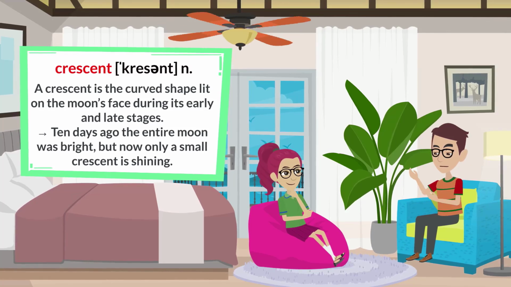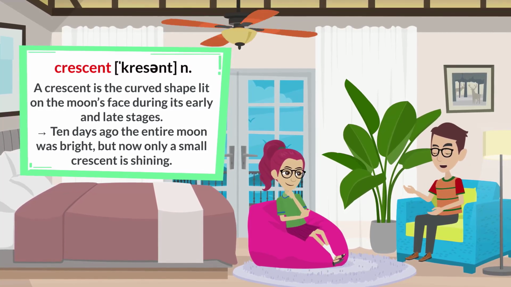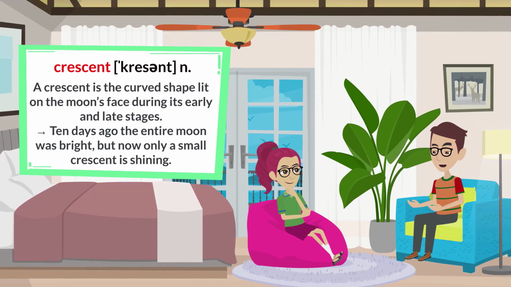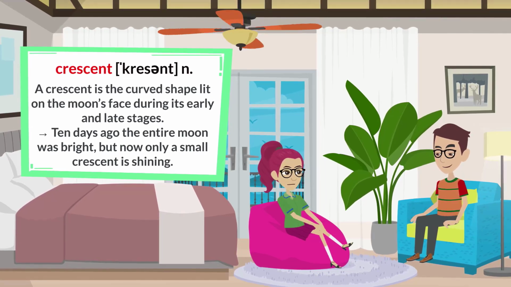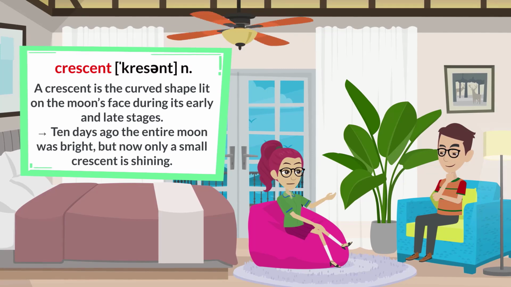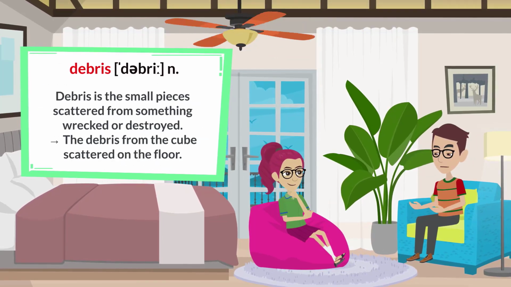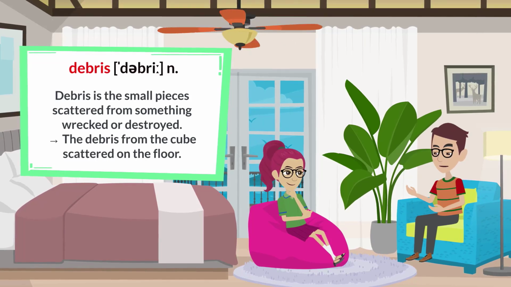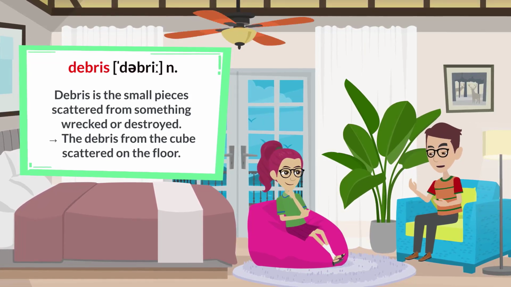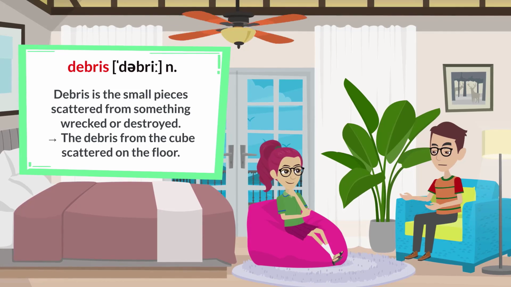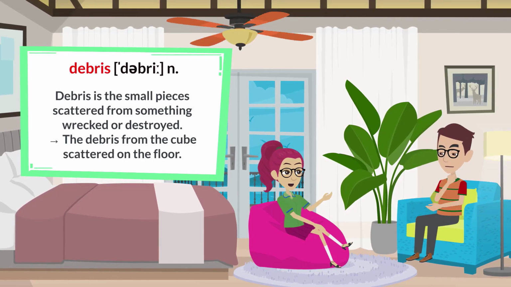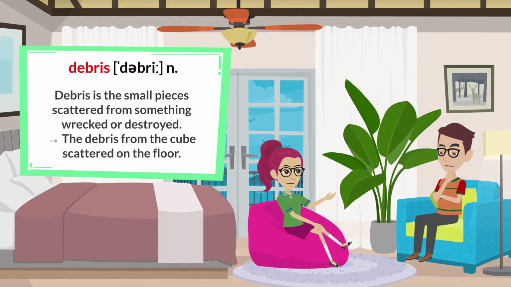Crescent. A crescent is the curved shape lit on the moon's face during its early and late stages. Ten days ago, the entire moon was bright, but now only a small crescent is shining. Debris. Debris is the small pieces scattered from something wrecked or destroyed. The debris from the cube scattered on the floor.